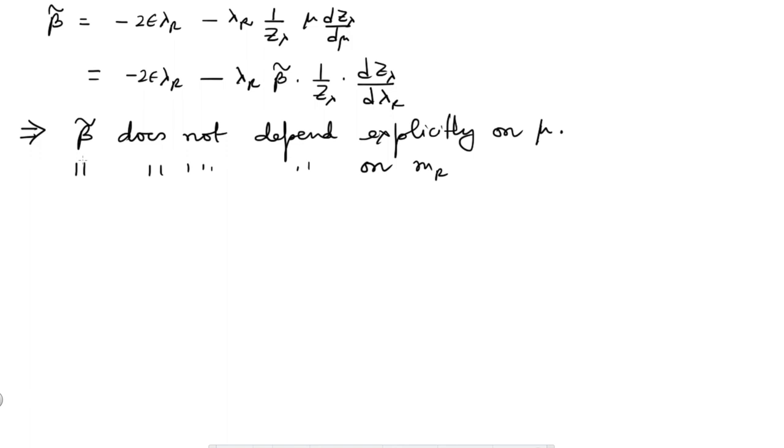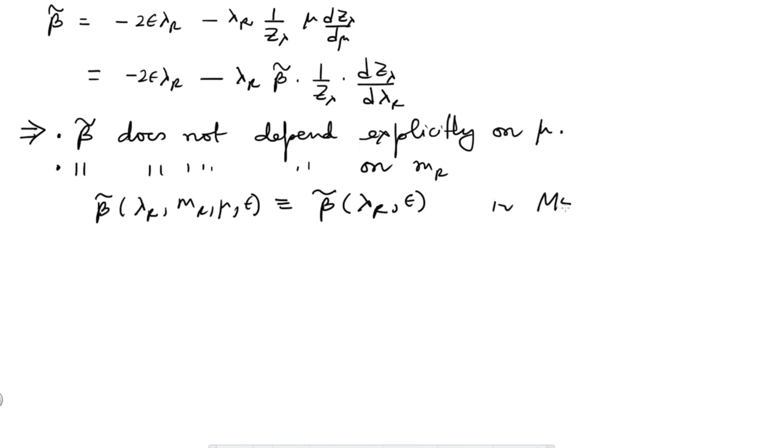Good. So what do I have? So I started with beta tilde as a function of lambda r, mr and mu. And now I have argued that, of course, it would also be a function of epsilon. But now I have concluded that beta tilde is only a function of lambda r and epsilon. It does not depend on mu explicitly, and it does not depend on mr. Okay, excellent.